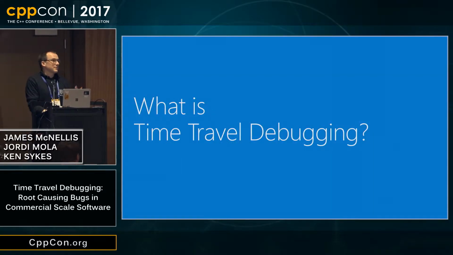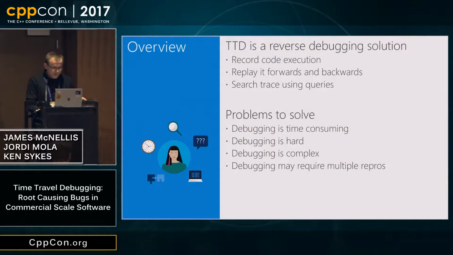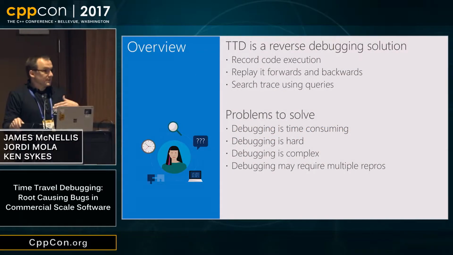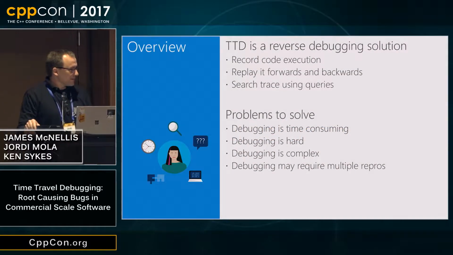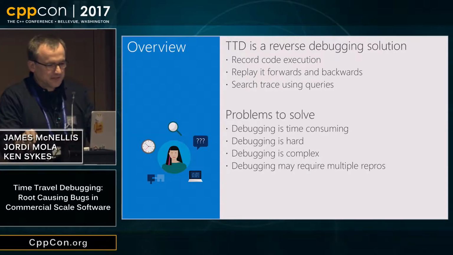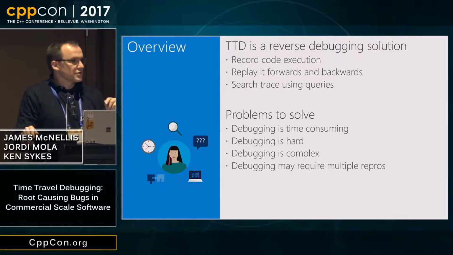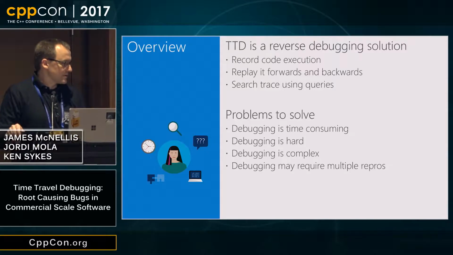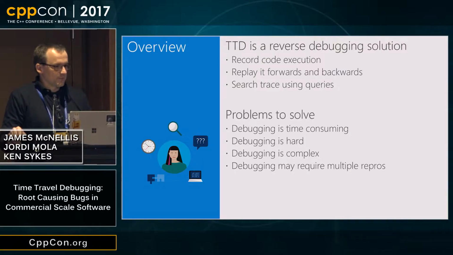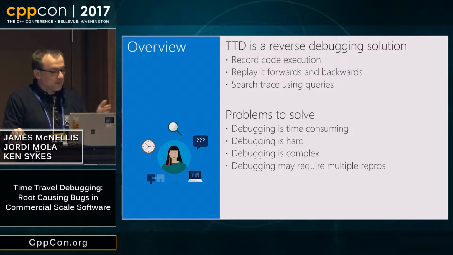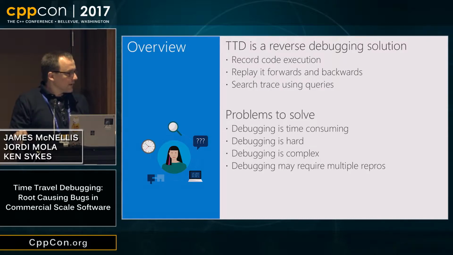So, what is time travel debugging? Time travel debugging, TTD, not test-driven development, just time travel debugging, for short TTD, is a reverse debugging solution. So we record the execution of the process. Think of it as a movie. We take a movie of the process execution. And as with a DVR or a DVD, you can go forwards and backwards to look for things, but also you can search through the traces using queries. Ken will do a demo on how to do queries to search through the trace.